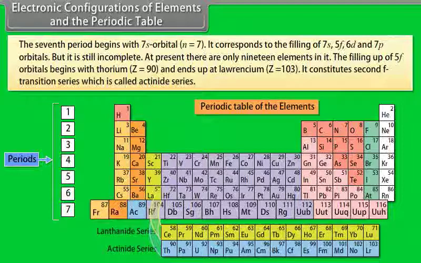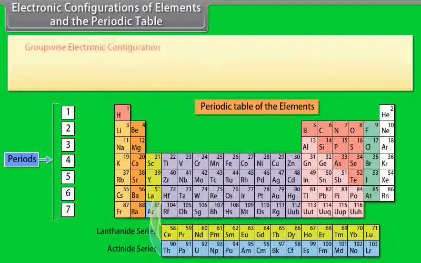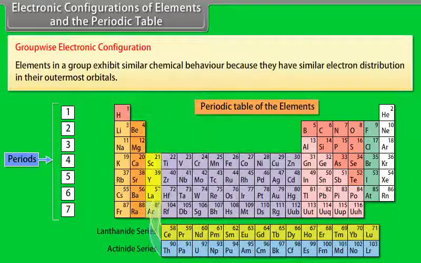The filling up of 5f orbitals begins with thorium, atomic number is equal to 90, and ends at lawrencium, atomic number is equal to 103. It constitutes the second f transition series, which is called the actinide series. Group-wise electronic configuration. Elements in a group exhibit similar chemical behavior because they have similar electron distribution in their outermost orbitals.